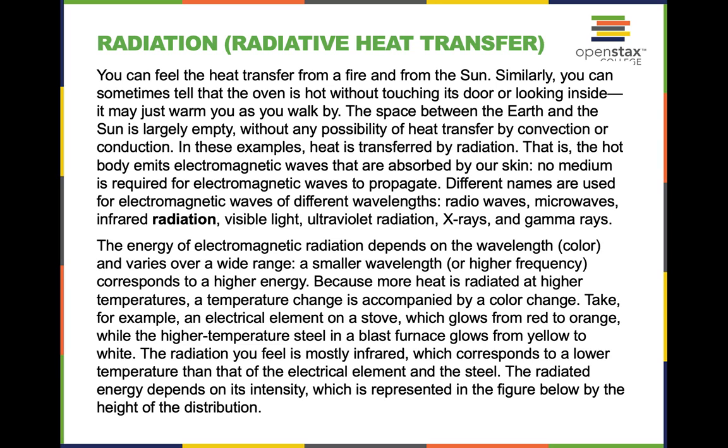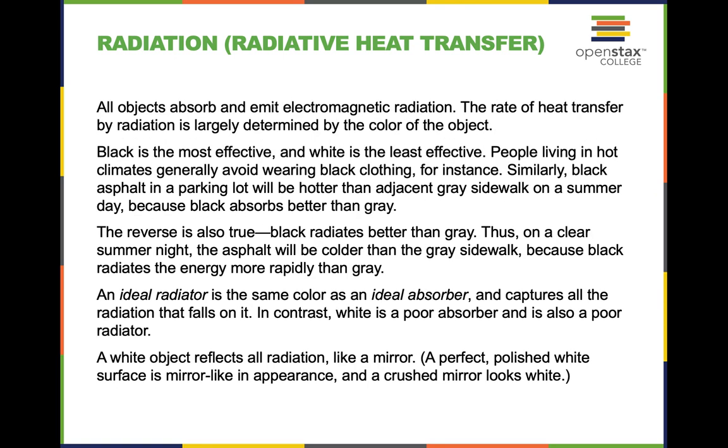Take, for example, an electrical element on a stove, which glows from red to orange, while the higher temperature steel in a blast furnace glows from yellow to white. The radiation you feel is mostly infrared, which corresponds to a lower temperature than that of an electrical element and the steel. The radiated energy depends on its intensity, which is represented in the figure below by the height of the distribution. All objects absorb and emit electromagnetic radiation.